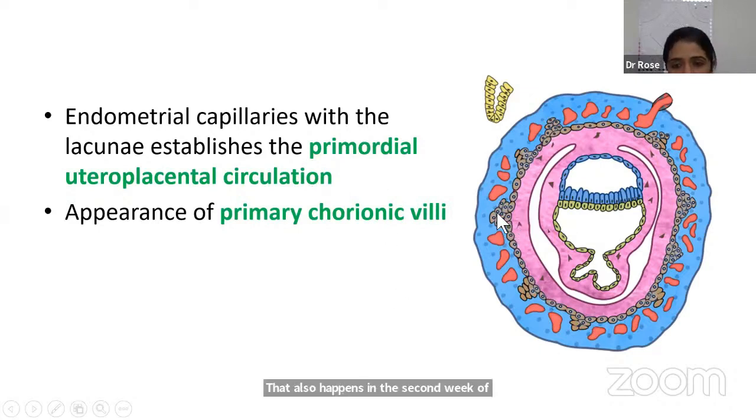And you can see some of the cytotrophoblast cells pointing towards the syncytial trophoblast as a line. This is the formation of the primary villus. If you take a section at this point, you can see in the middle the cytotrophoblast, surrounded by the syncytial trophoblast. So this is the beginning of chorionic villi formation, the primary chorionic villus.